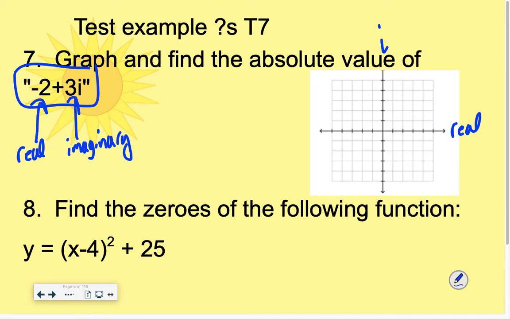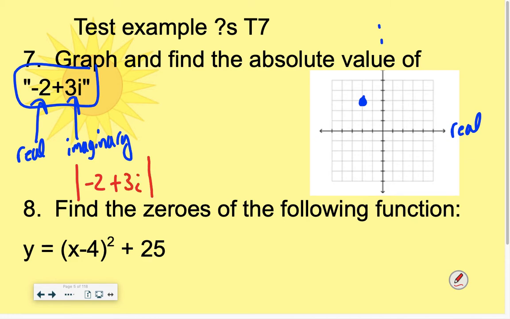So from the origin, I'm going to go negative 2 on the real axis, which means I go left 2, and positive 3 on the imaginary axis, which means I go up 3. Right there. And I'm just going to put a point. And that's it. That's the graph. Just a point.